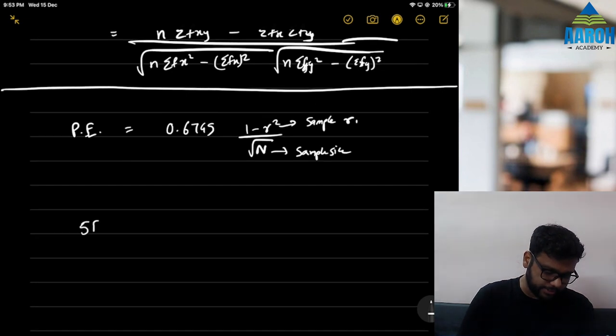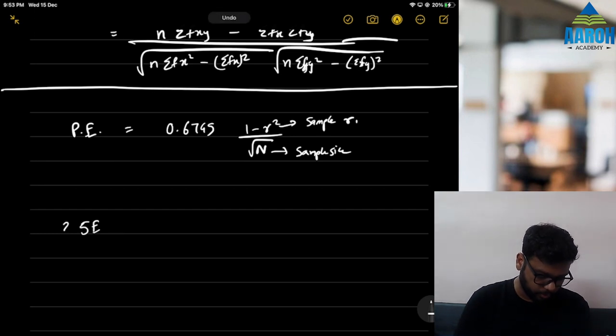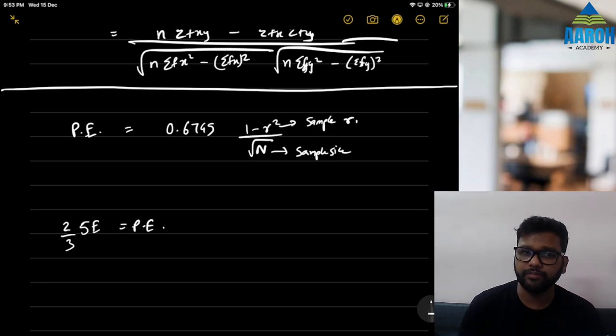And there is something called a standard error. If anyone remembers, what is the relationship between probable error and standard error? Okay, probable error is 2/3 of standard error. Fine. Again, just remember it from exam point of view.